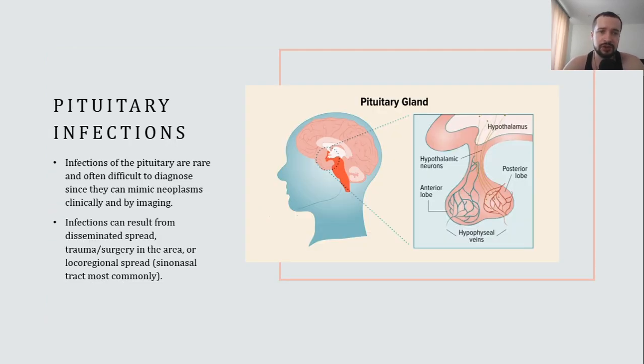The next one is pituitary infections. It is infections of the pituitary gland. It is rare, often difficult to diagnose, and signs can mimic neoplasm clinically and by imaging. Infections can result from disseminated spread, trauma, surgery in the area, or locoregional spread, sinonasal tract most commonly.